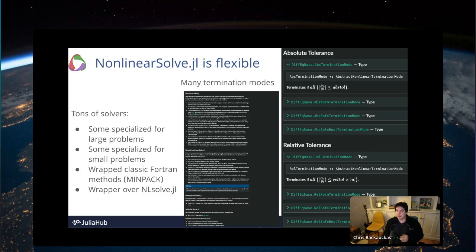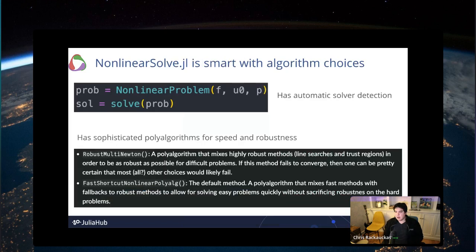Another big part of the flexibility too is alternative termination modes. So being able to be very clear about, here, I only want to stop the nonlinear solve when I hit a certain condition, and there's a whole different set of conditions. These are resolved at compile time, so it optimizes a lot of different pieces about how the termination modes are used, so that we can cut out some computations.